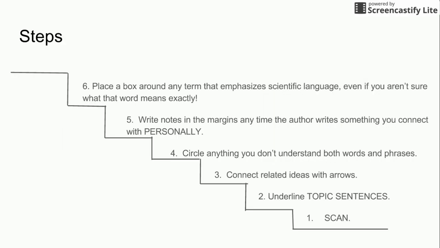So there's a few steps. Step 1 is to scan the entire document. Just give it a quick scan. The second step would be to underline any topic sentences. The third is connect related ideas with arrows. The fourth would be circle anything that you don't understand, both words and phrases. Number 5, write notes in the margins anytime the author writes something you connect with personally. Even if it's a distant connection, if it reminds you of something on a personal level, and then you write that into the margin, you'll be more prone to remember that in the future.